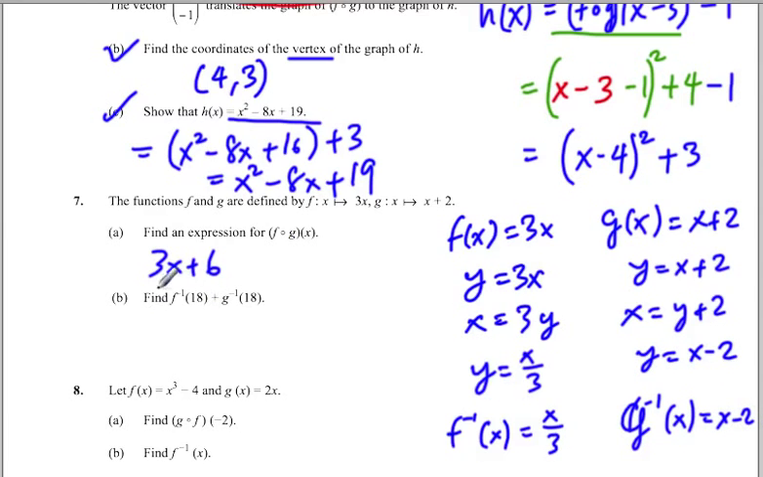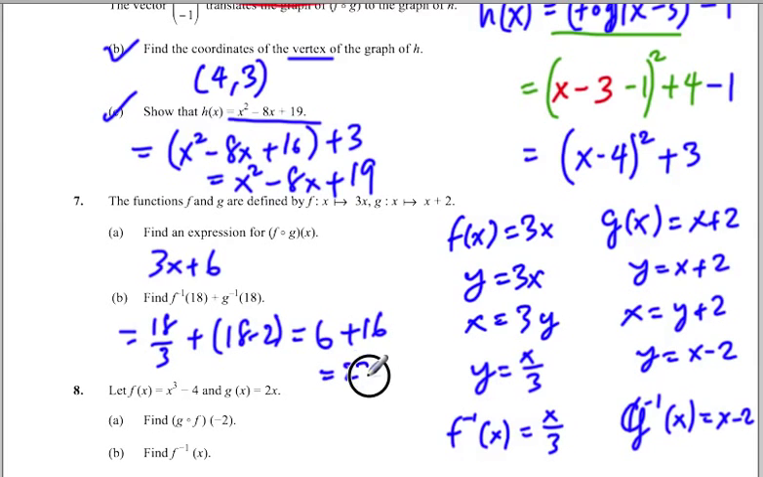Now it's simple. If you want f inverse of 18, you plug in 18 over here. So it's 18 divided by 3 plus 18 minus 2, which is equal to 18 divided by 3 is 6, so this is 6, and 18 minus 2 is equal to 16, so it's plus 16. So 16 plus 6 is simply 22, and we're done. So the solution for B is simply 22. I hope that made sense. You have to first find f inverse of x, and then g inverse of x, and then go from there.